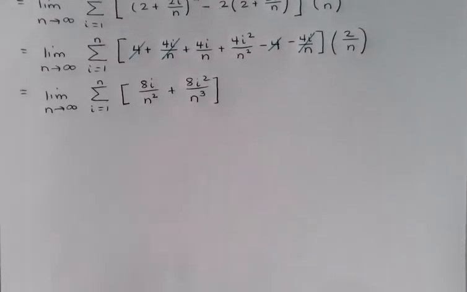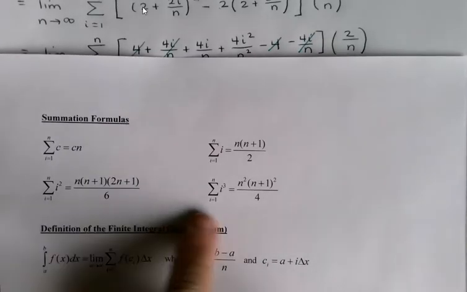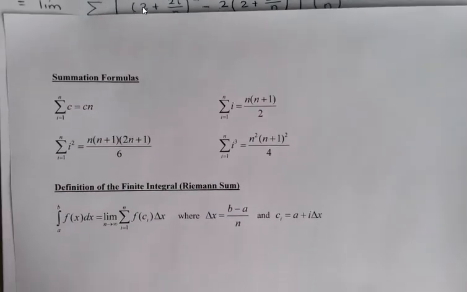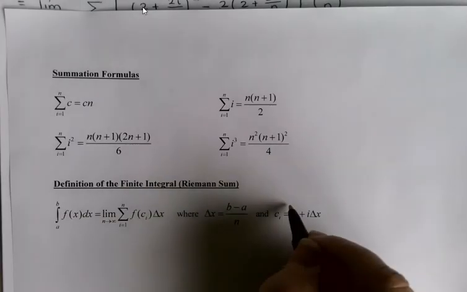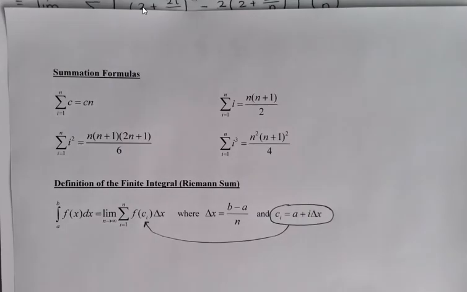All right, I'm just about to the point where I can use my sum formulas, and I'm actually going to go ahead and find those on my list here. As I said, these are in your lists that you can use on tests. You'll notice that the summation formulas are right here, as is the definition of the Riemann sum. I do apologize, it's in just a very slightly different form. I put the a plus i delta x there, but that is what goes in for the c, right? So I'm getting ready to use these formulas.